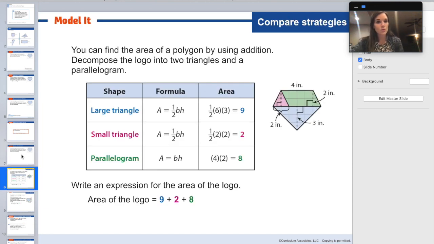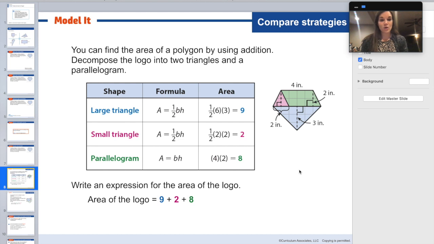So now we will come here. Now this is an interesting one, so you can compare your strategies. So with the logo, I will show you two different strategies here. You can find the area of this polygon by using addition. So we can split the logo up into different shapes that we already know how to find the area of. So here's a triangle that they split it up into. And when they split it up this way, we have a triangle right here and a parallelogram right here, which we know how to do. And then they split it up into two triangles down here.